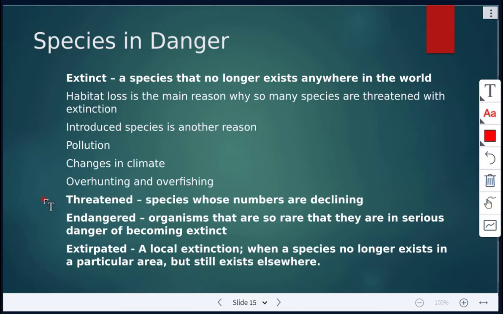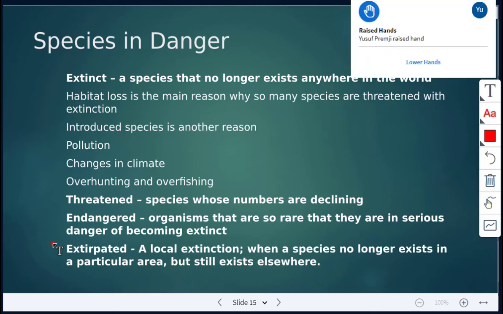So when we say threatened, that means species whose numbers are declining. Endangered, these are organisms that are so rare that they are in serious danger of becoming extinct. And lastly is extirpated. This is a local extinction, meaning a species no longer exists in a particular area, but they still exist elsewhere in the world.